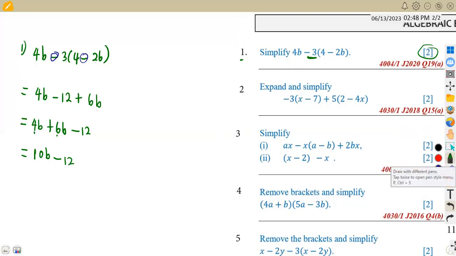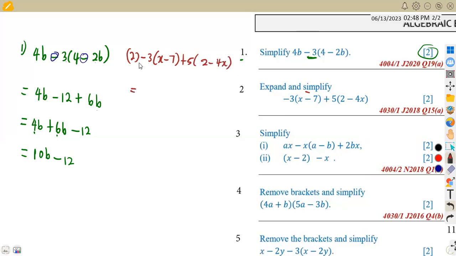Same concept, if you check on number 2, that is what we are having. We are asked to expand and simplify. From the question, we are given negative 3 into x minus 7 plus 5 into 2 minus 4x, like this. So we are going to expand.